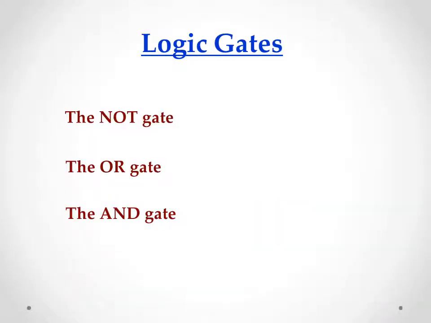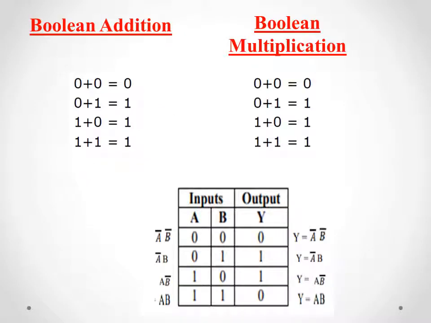The basic logic gates are NOT gate, OR gate and AND gate. The Boolean addition and Boolean multiplication rules are used for logic gates. And this is the truth table representation for the two input logic gates. The two inputs are considered as A, B and the output is Y. With two inputs we can make four possible combinations: 0 0, 0 1, 1 0 and 1 1.